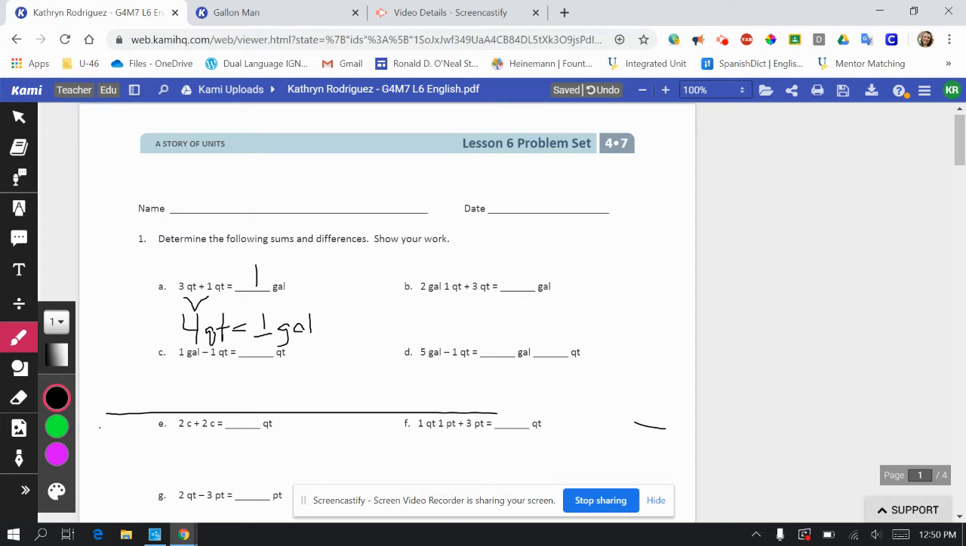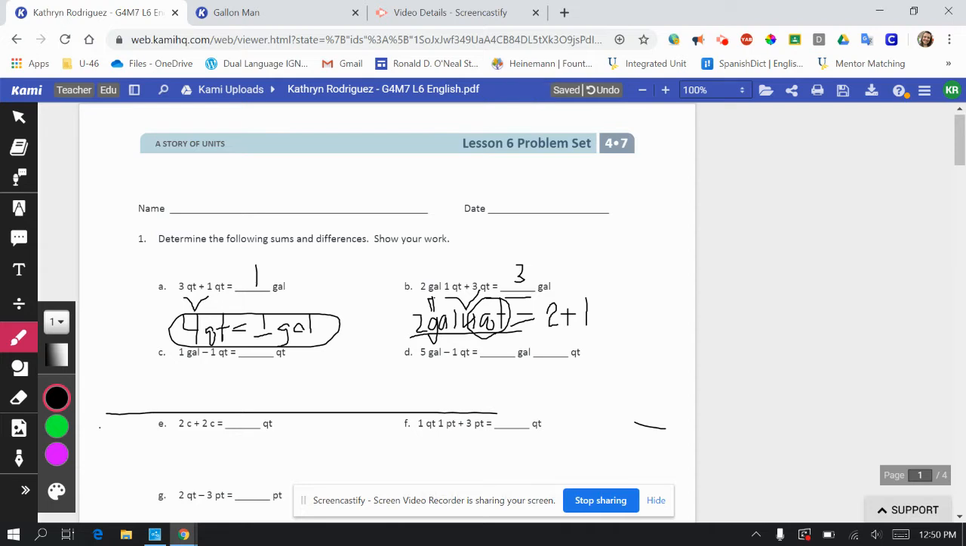On to letter B. 2 gallons, 1 quart plus 3 quarts. I'm going to use a V to show what I'm doing. I'm adding together 1 plus 3 to get 4 quarts. And I can't forget to use that 2 gallons as well. So this is also part of my final answer. So 2 gallons, 4 quarts, this is going to be number of gallons. So just like I used over here, 4 quarts equals 1 gallon. So 4 quarts here will turn into 1 gallon. So this is really like 2 plus 1 gallon, 3 gallons.